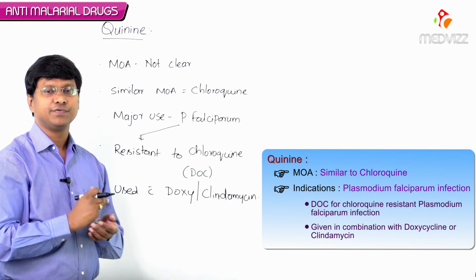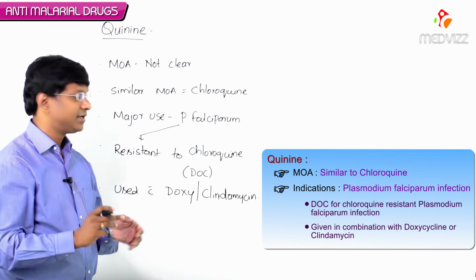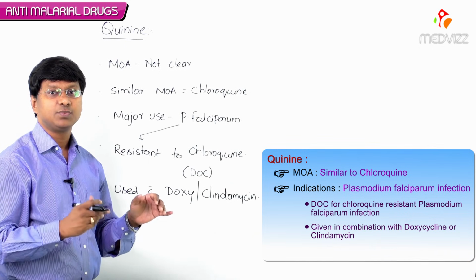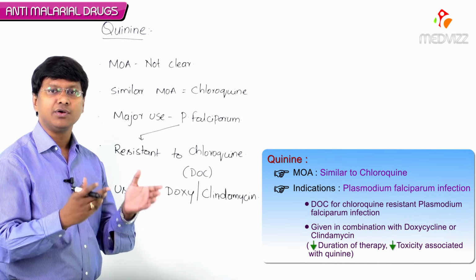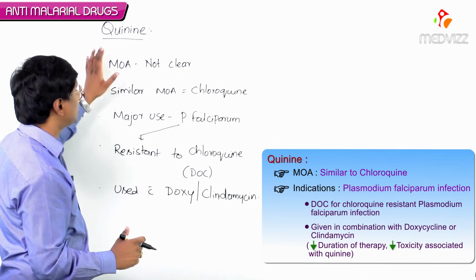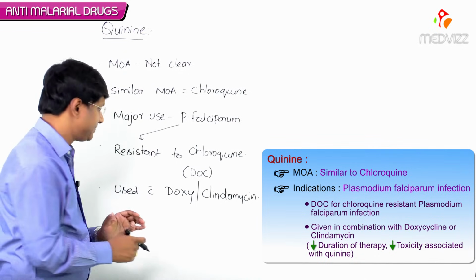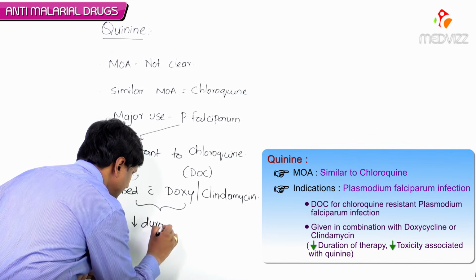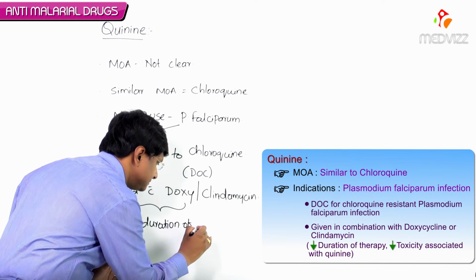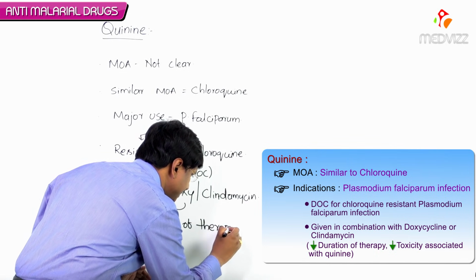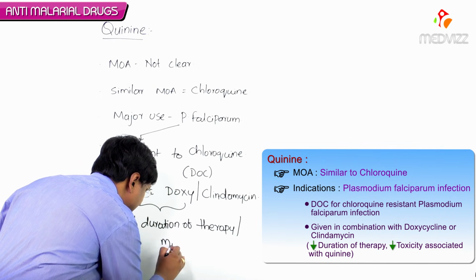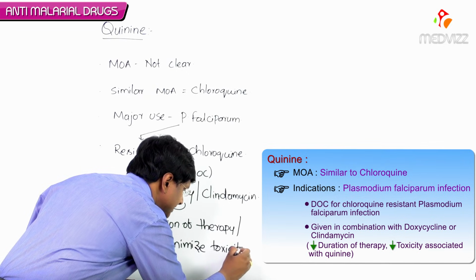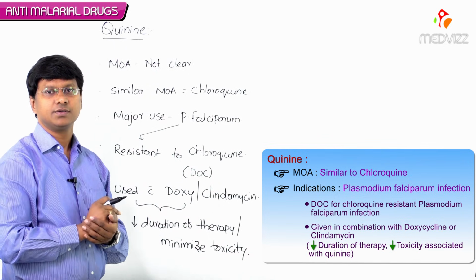Now what is the purpose of using this drug in combination? Remember, when we use quinine in combination with doxycycline or clindamycin, that will decrease the duration of the therapy, and not only that, it will also limit the toxicity associated with quinine. So the purpose of this combination is to decrease the duration of therapy and to minimize the toxicity associated with quinine.